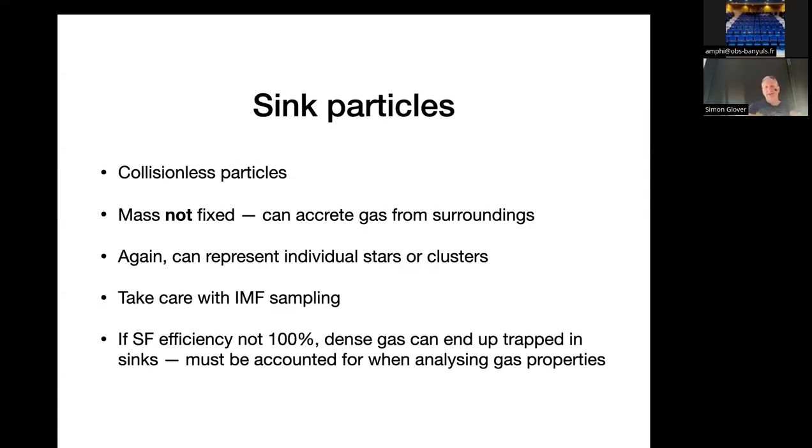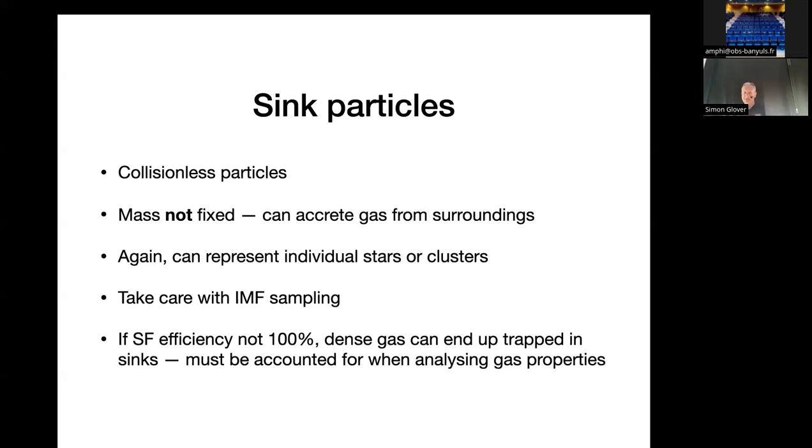Okay, or we can avoid that and make sink particles. Sink particles, again, are collisionless particles. Their main difference from star particles is that their mass is not fixed. They can continue to accrete gas from the grid, and continue to grow as they evolve. Again, these can be used to represent individual stars or clusters. This is the most common choice when you're modeling individual star clusters within some GMC, because then you can use sink particles to represent individual protostars where we do want to follow their mass growth. But we can use this on larger scales in galaxies as well.